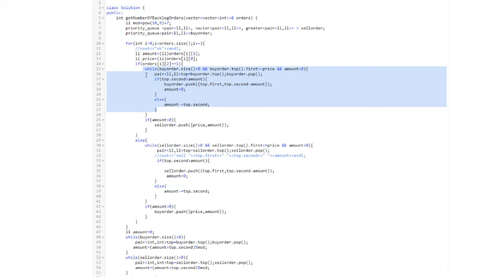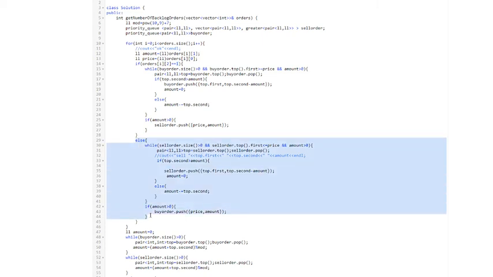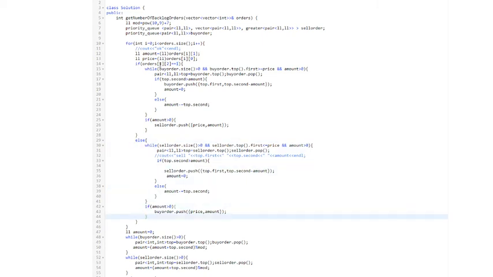Once this while loop is done processing, I will check if the amount is greater than 0. I need to push that particular amount into the sell order, right? It's obvious. So this was for type equal to 1. Again, we need to do it for type equal to 0, hence the else condition. And in the else condition, everything is the opposite. Instead of the buy order, it's the sell order. And this is how you complete all these transactions.